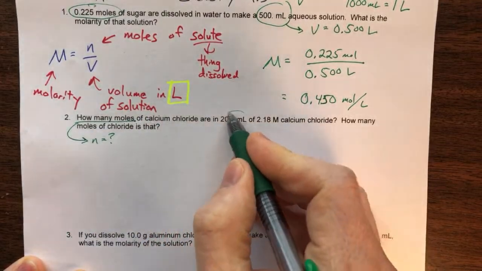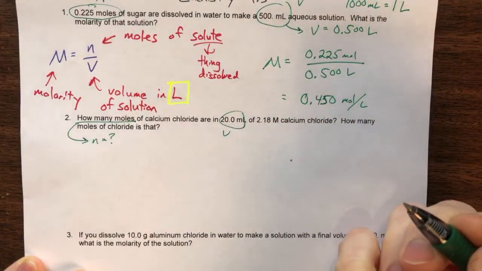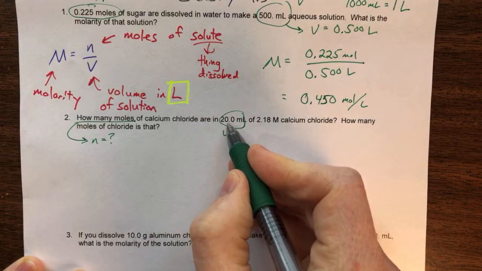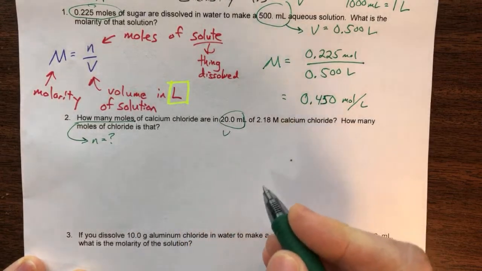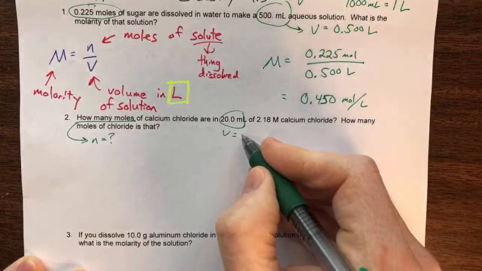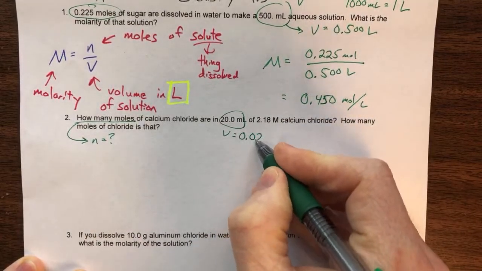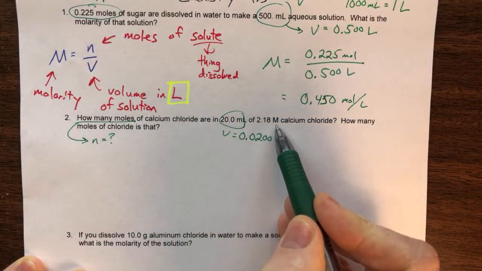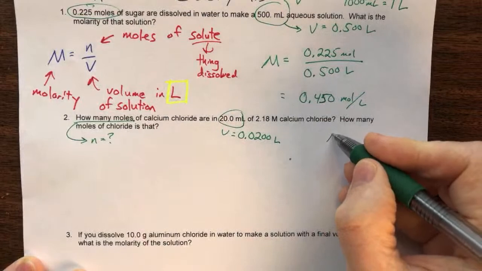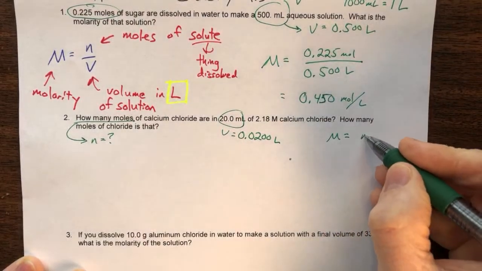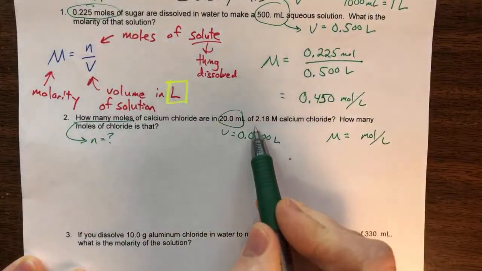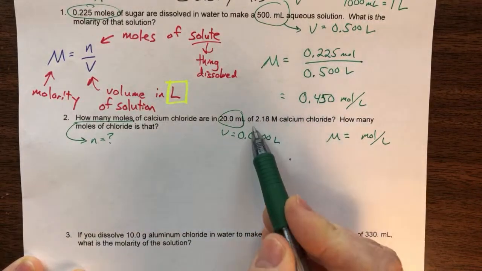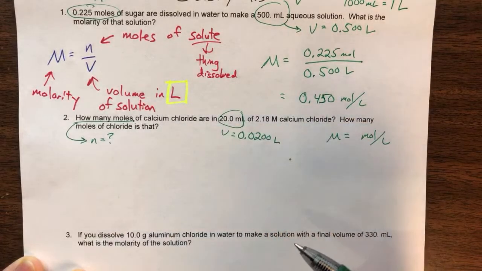20 milliliters, that's going to be a volume, but once again, our volume needs to be in liters, so we need to convert that to liters. So we're going to move that decimal point 1, 2, 3 spots to the left, so that's not 0.2, but 0.02 liters. And this 2.18 M, this capital M, anytime you see that capital M, that's going to be the same as moles per liter. So you have 2.18, we call that 2.18 molar calcium chloride, or 2.18 moles per liter calcium chloride.